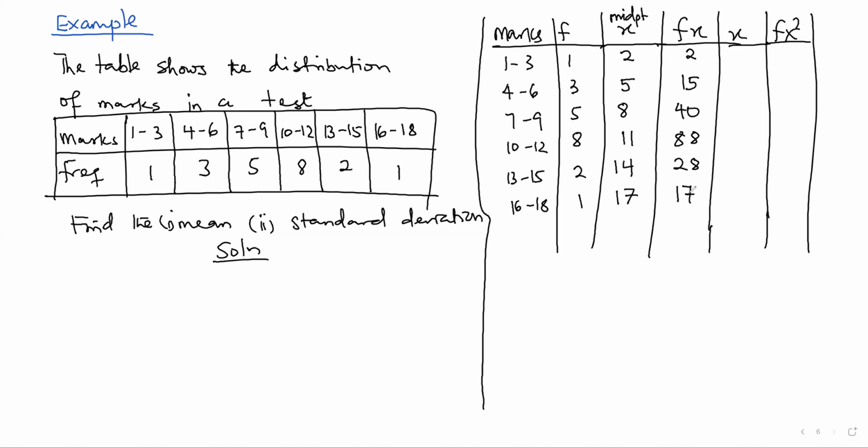If I want to square the x, 2 squared is 4, 5 squared is 25, 8 squared is 64, 11 squared is 121, 14 squared is 196, 17 squared is 289.